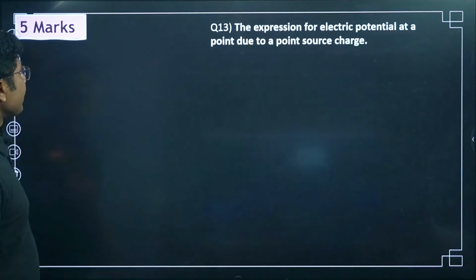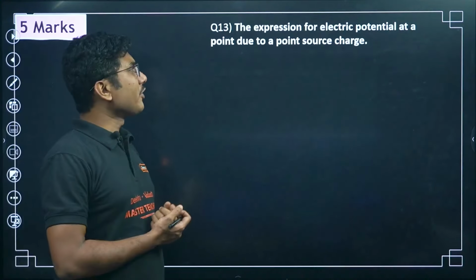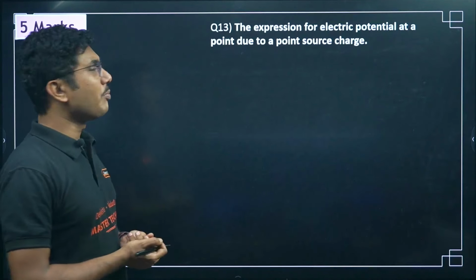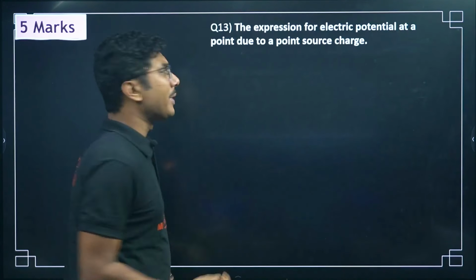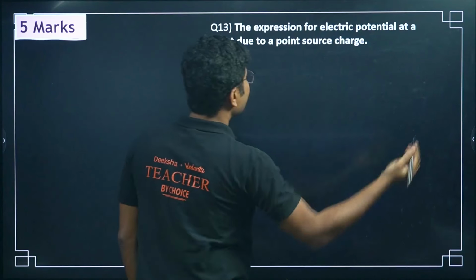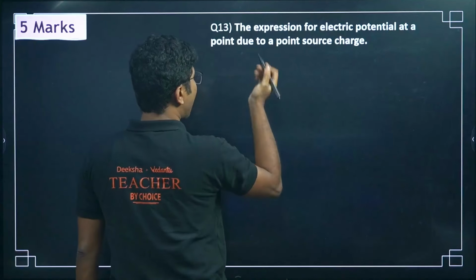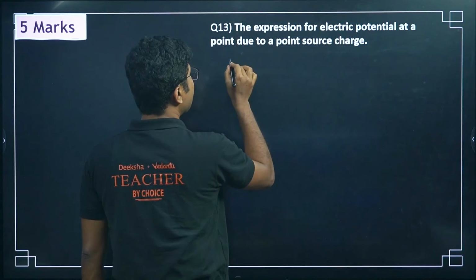Now the next question: the expression for electric potential at a point due to a point source charge. This is a little tricky, but very, very common. Almost every year this question comes. This is the 5-marker derivation. The previous one was a 3-marker derivation.